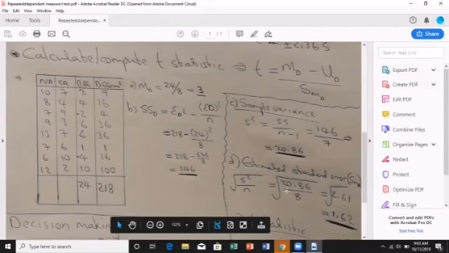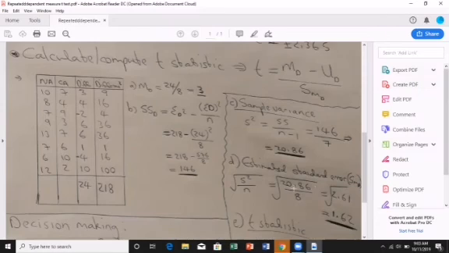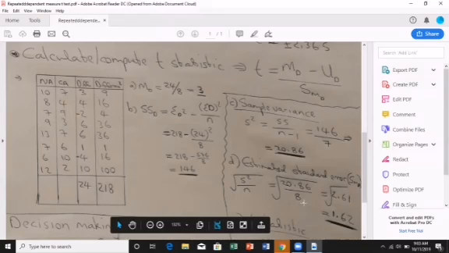Some students also make a mistake by saying 8 divided by 20.86, which is vice versa. It's 20.86 divided by 8. So when you punch it into the calculator, please be careful. And then the square root of 2.86 is 1.62. So that is the estimated standard error. This is the bottom part of the equation. And then you proceed.